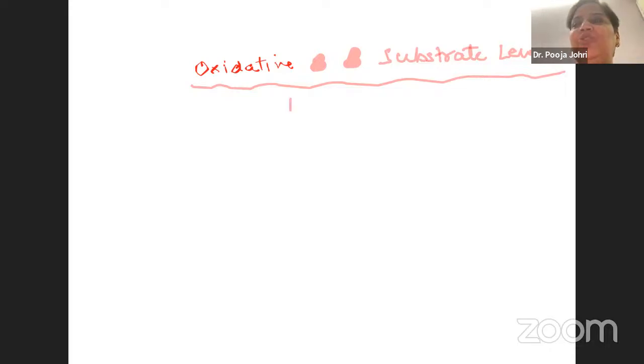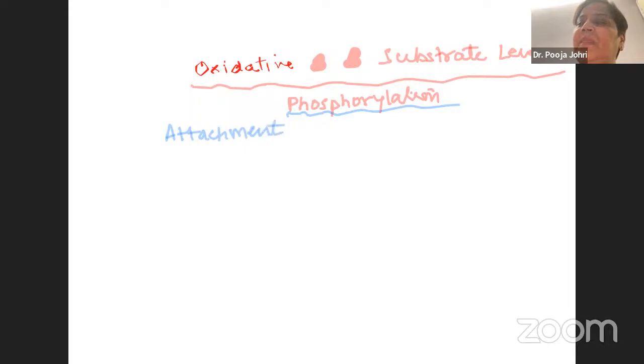First, सबसे पहले you should know what you understand by the term phosphorylation. It's very simple. Phosphorylation means attachment of inorganic phosphate.